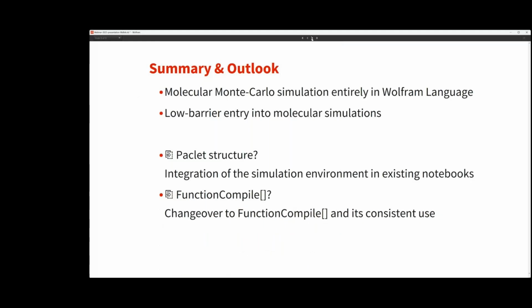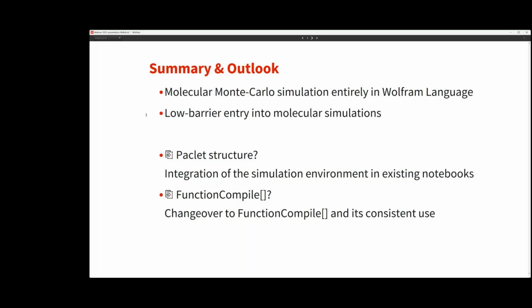Now to summarize my talk, we implemented a Monte Carlo simulation program entirely in the Wolfram language, and the resulting simulation package offers a wide range of visualization and evaluation options compared to existing packages that only communicate with the user using text files. And from our experience hitherto, this lowers the inhibition threshold for using such a program and also contributes to a more efficient and effective workflow even for experienced simulators.